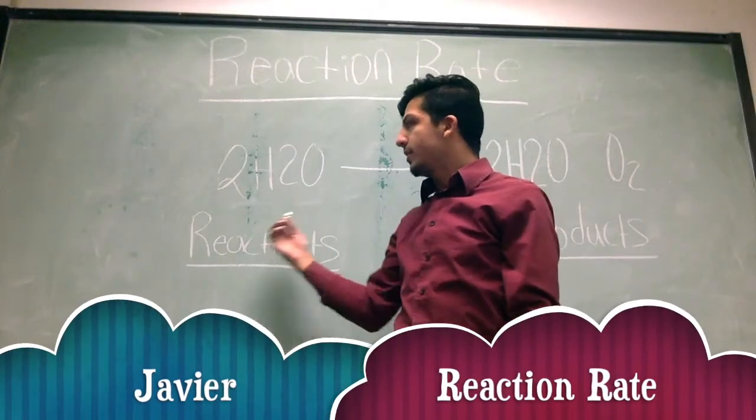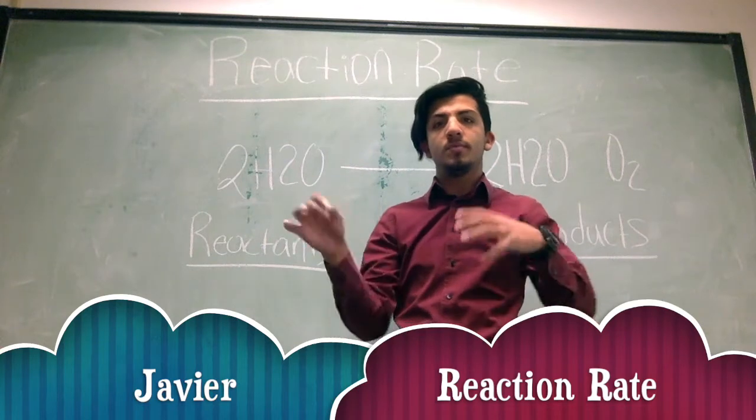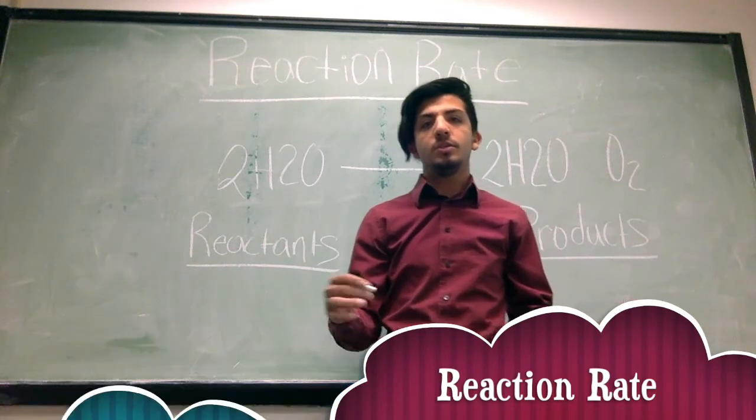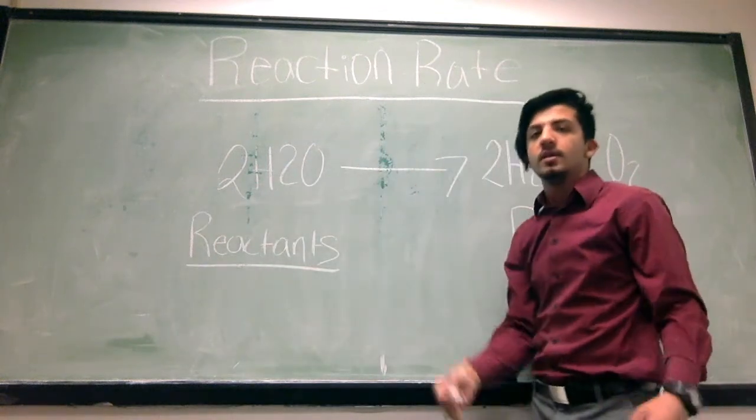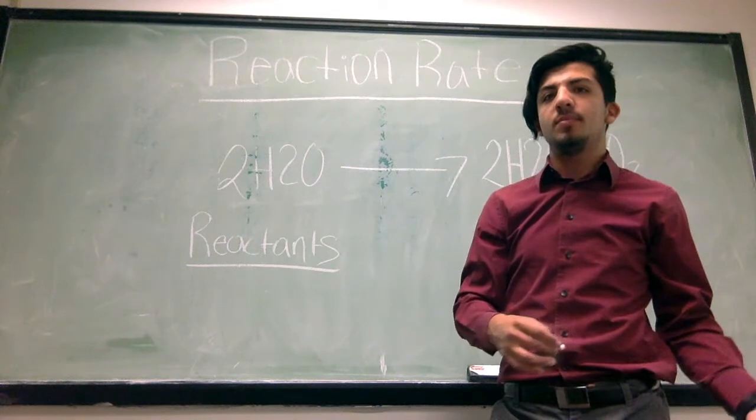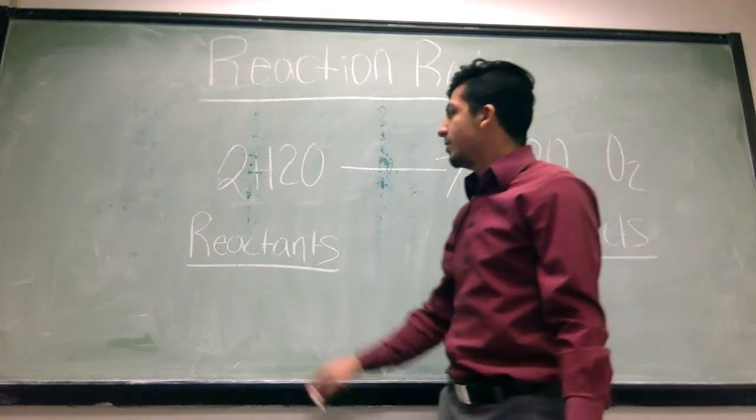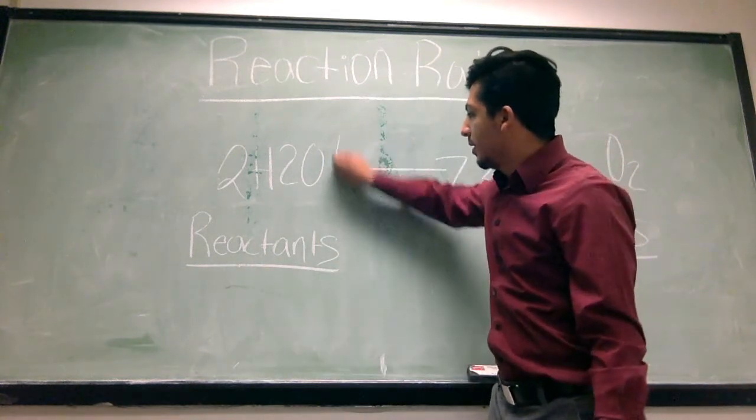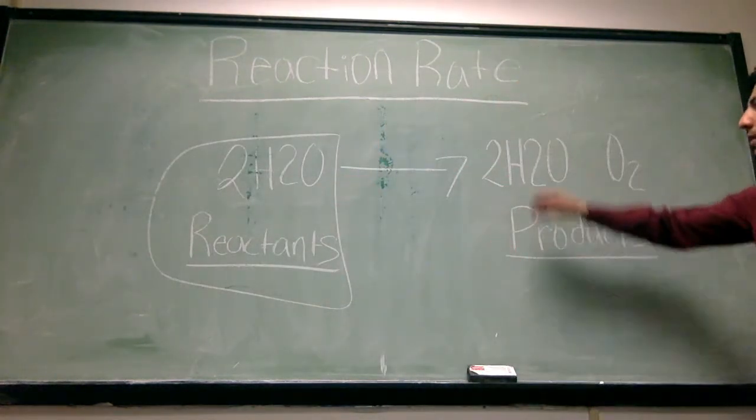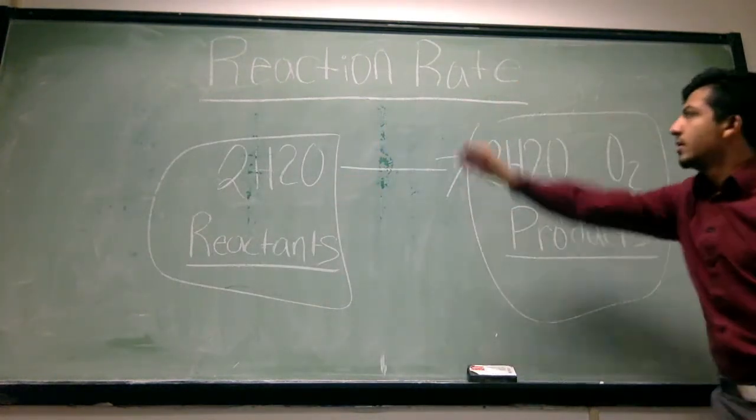Now when you're separating all those molecules, to measure your reaction rate, just to measure exactly how fast the reaction is happening, you would either measure the reactants, or you can also measure the products.